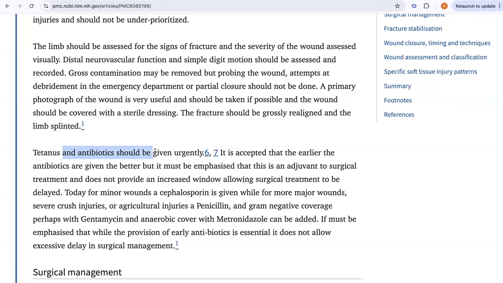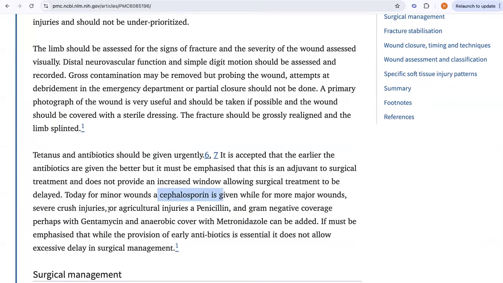Tetanus and antibiotics should be given urgently. The earlier you give the antibiotic, the better the chance that this wound is not going to get a huge infection. For a minor wound, you can give a simple cephalosporin like Keflex, or sometimes any kind of penicillin like flucloxacillin. That's usually for a minor wound. For a major wound, which looks really bad, we can even give gram-negative coverage with gentamicin or metronidazole.